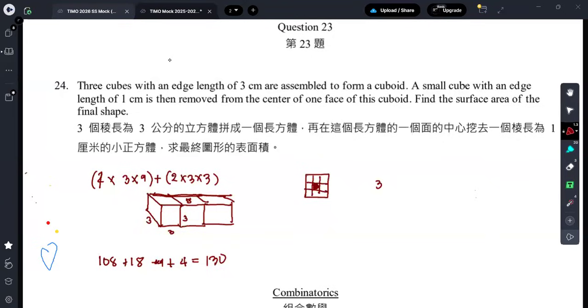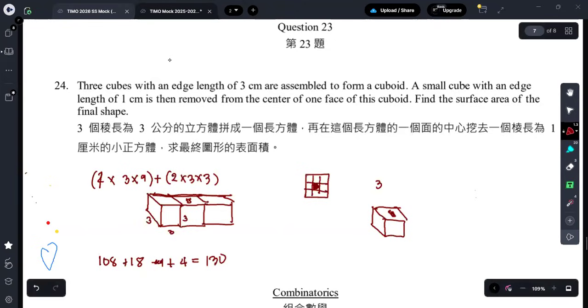So how did you get 4? If you have a bigger one, a 3 by 3 cube, then you get the 1 by 1 outside from this inner part. Okay, what will be the surface area of this? Of course, that will be hollow inside. So that will be added by 4 instead of having 5. Okay, so this is equal to 130.